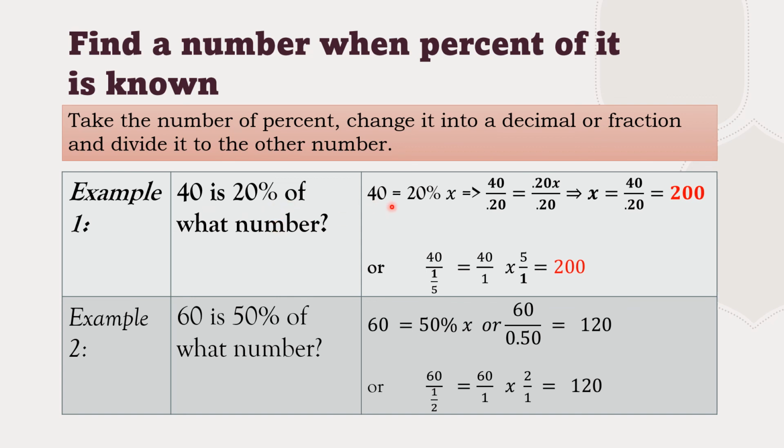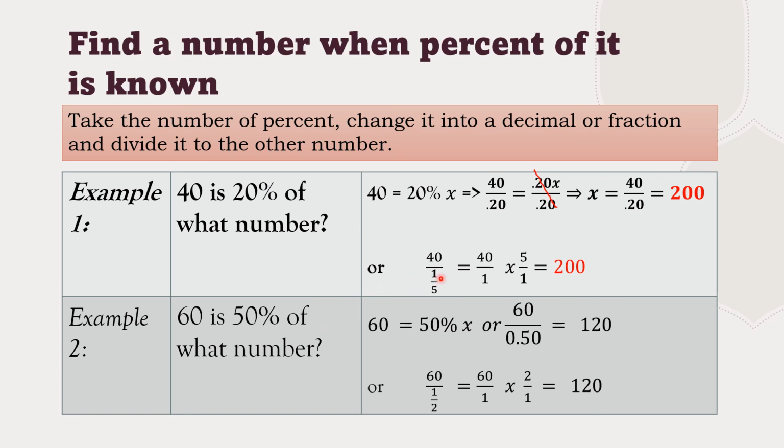In mathematical statement, this will be 40 is equal to 20% of the unknown number. So we change this into a decimal. So 40 is equal to 0.20x, and we divide both sides by 0.20, since we are going to divide it into the other number. So this one will be cancelled out, so the remaining will be x, and then 40 over 0.20 is equal to 200.